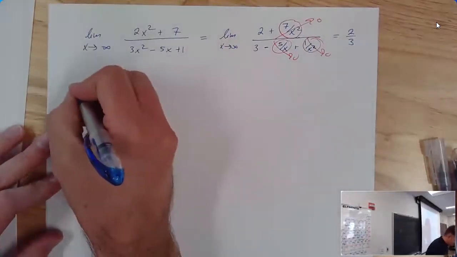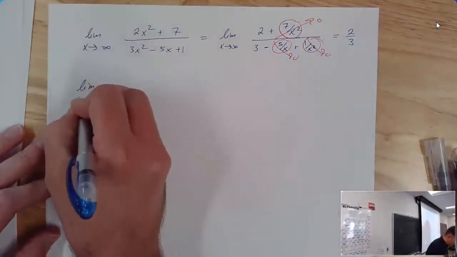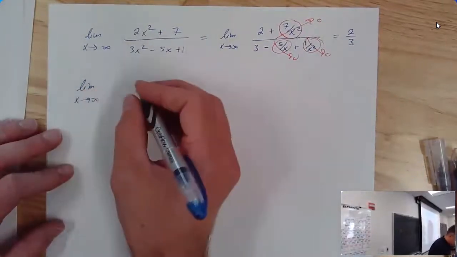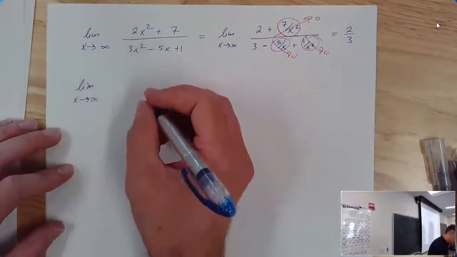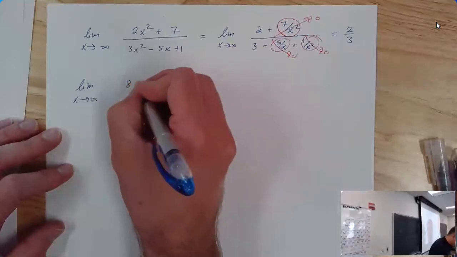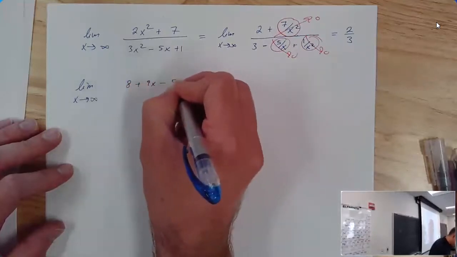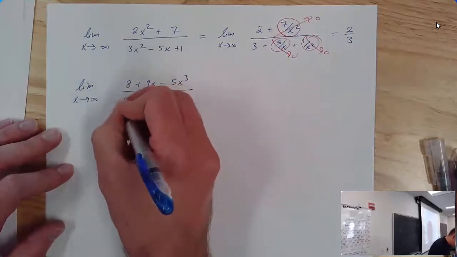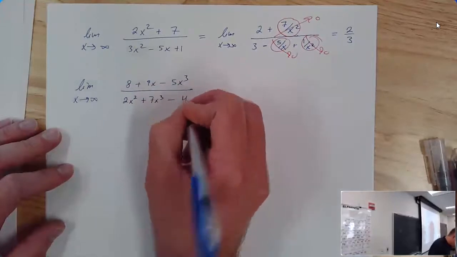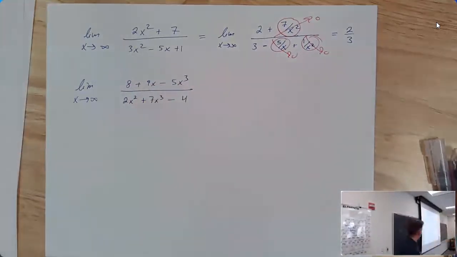So let me ask you all to determine, or just say what the answer is on your paper, the limit as x goes to infinity of 8 plus 9x minus 5x cubed over 2x squared plus 7x cubed minus 4. I've written it out of order on purpose so that you have to think about what numbers are actually going to be dividing each other.